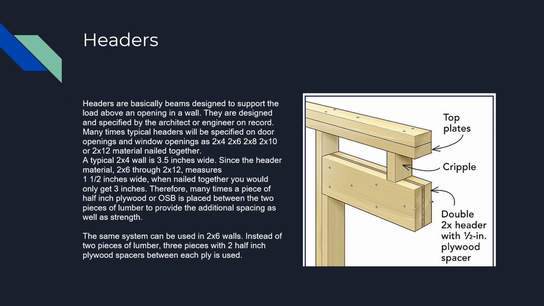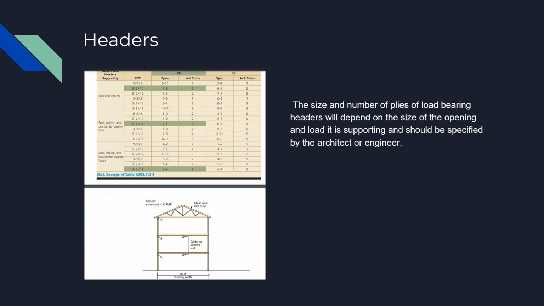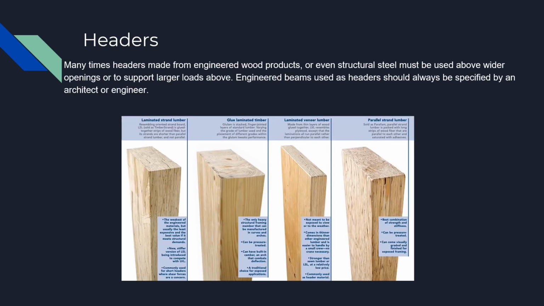The same system can be used in 2x6 walls. Instead of 2 pieces of lumber, 3 pieces with 1/2 inch plywood spacers between each ply is used. The size and number of plies of load-bearing headers will depend on the size of the opening and the load it is supporting and should be specified by the architect or engineer. Many times, headers made from engineered wood products or even structural steel must be used above wider openings or to support larger loads above. Engineered beams used as headers should always be specified by an architect or engineer.